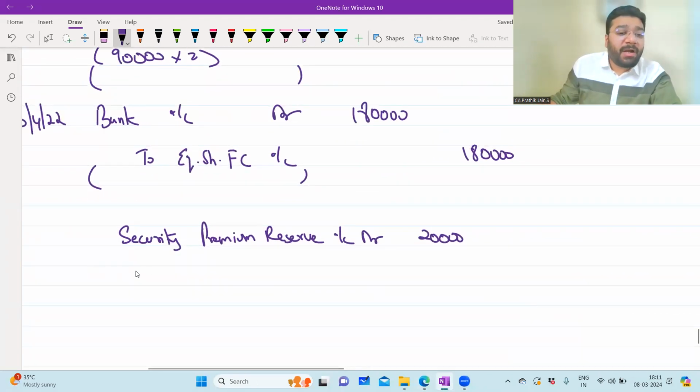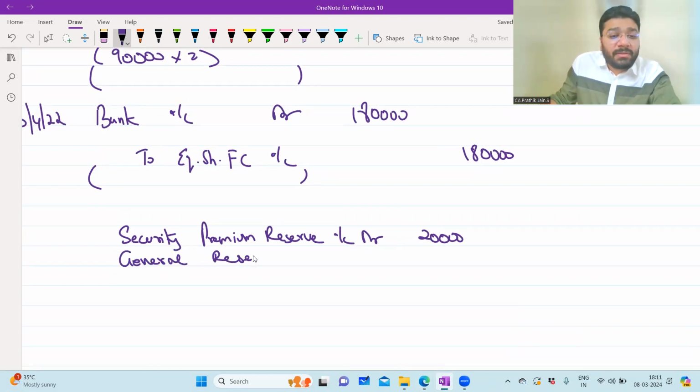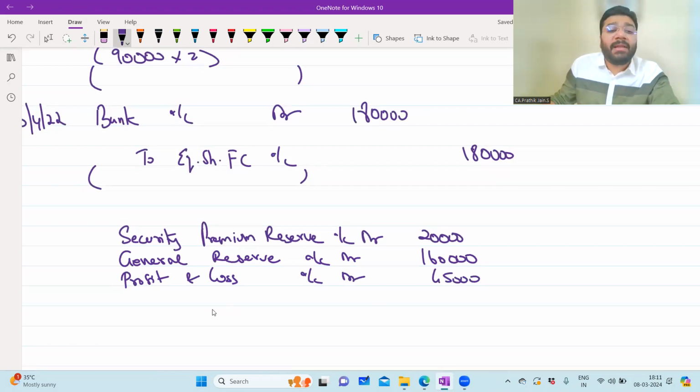So security premium reserve account debit, then general reserve account debit, which is how much? 1,60,000. Very good. Then profit and loss account debit 45,000 to equity share capital. Online people, nobody is responding.